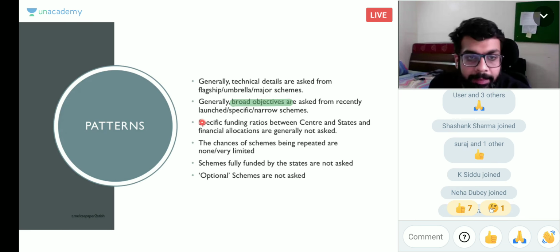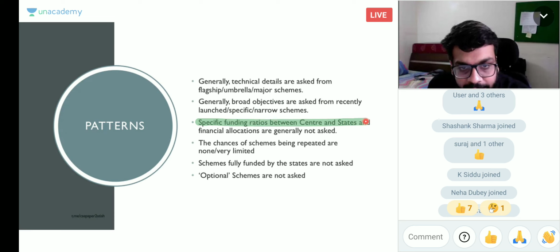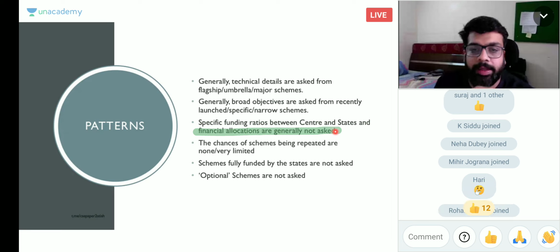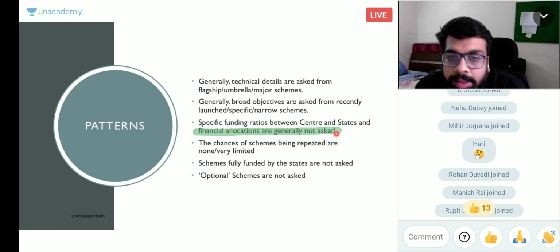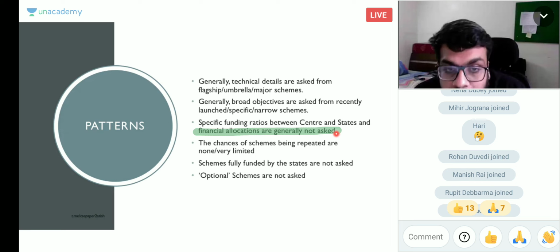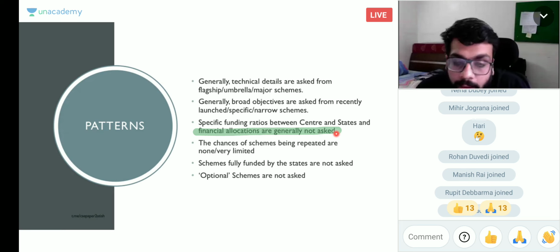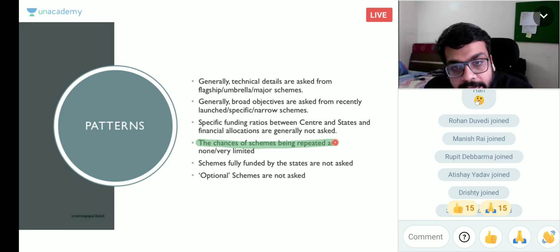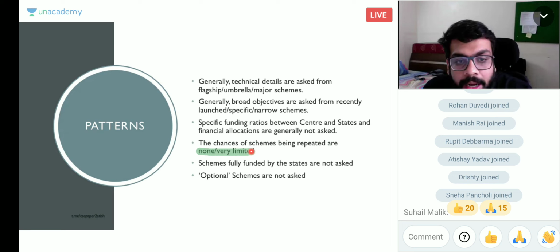I'll repeat this again. Specific funding ratios between the center and the states and financial allocations are generally not asked. You will not be asked how much is the center paying, how much is the states paying, what are special category rates, how much are the hilly states paying, or how much are the northeastern states paying. You don't need to know this. Very importantly, the chances of schemes being repeated are almost next to zero, or very limited to be on the safer statistical side.